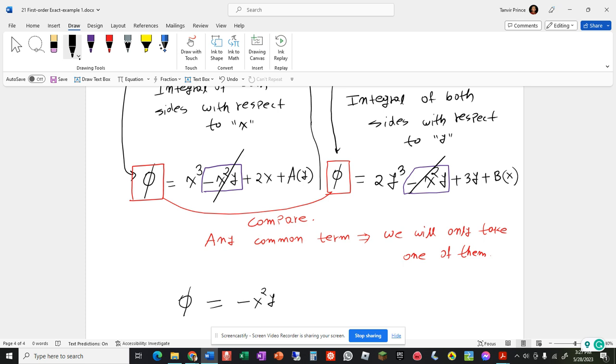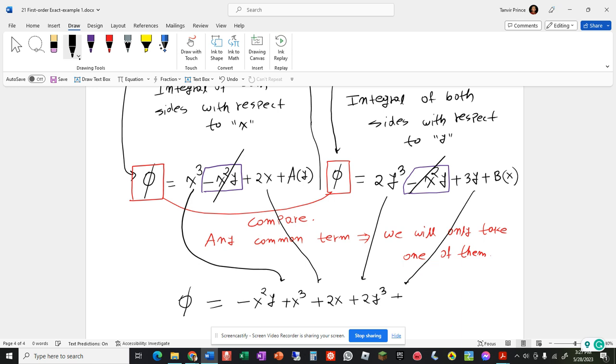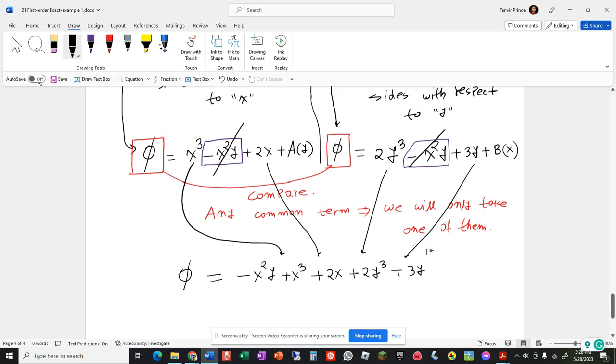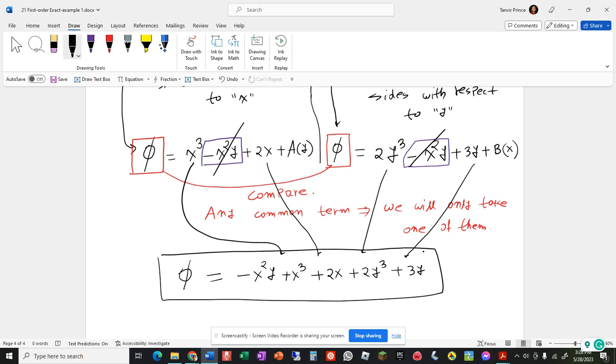Anything else that is not common, you have to just write it down. So x cubed, I don't have any x cubed, so I write it down here, plus x cubed, plus 2x, plus 2y cubed, plus 3y. That's it. That's your phi. It's the same answer we got before.